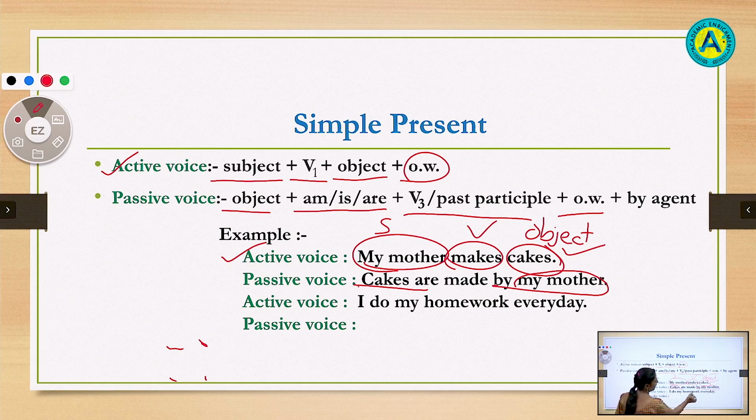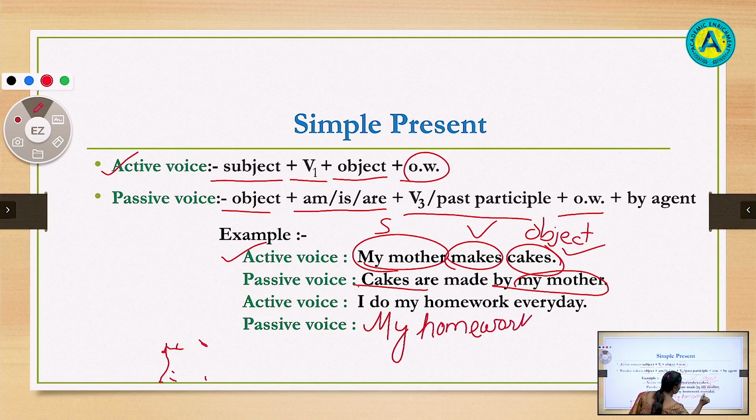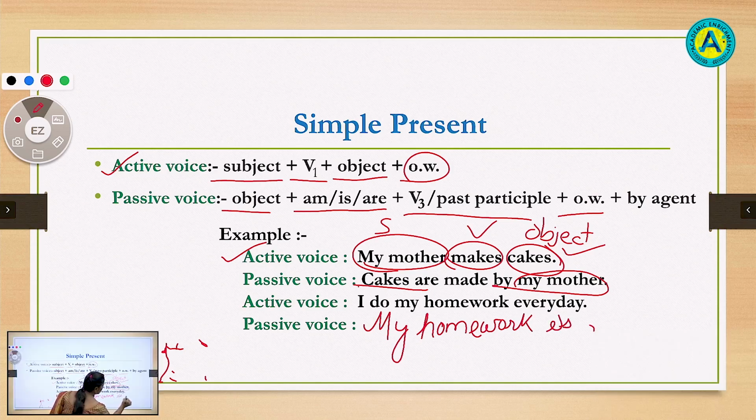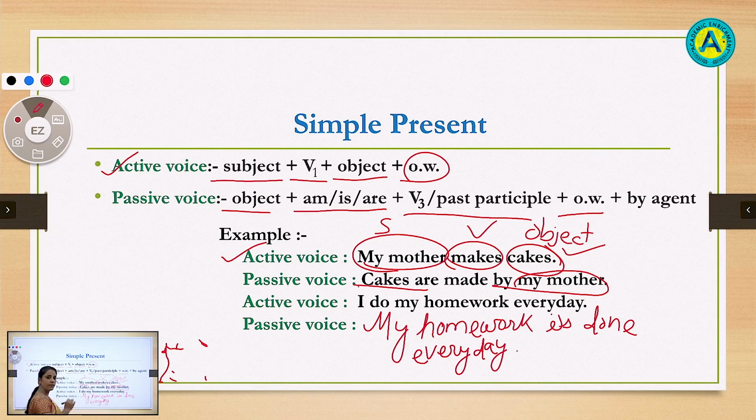I do my homework every day. Okay, who can answer this question? Yes, the passive form of this sentence is my homework is done every day. Here we will not use by agent because I is a personal pronoun. So we should not use by agent here.